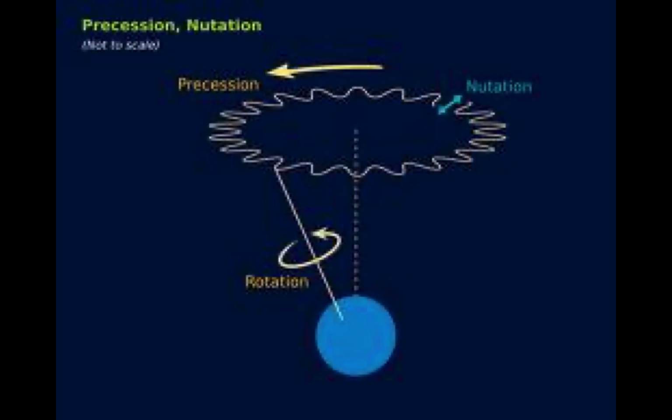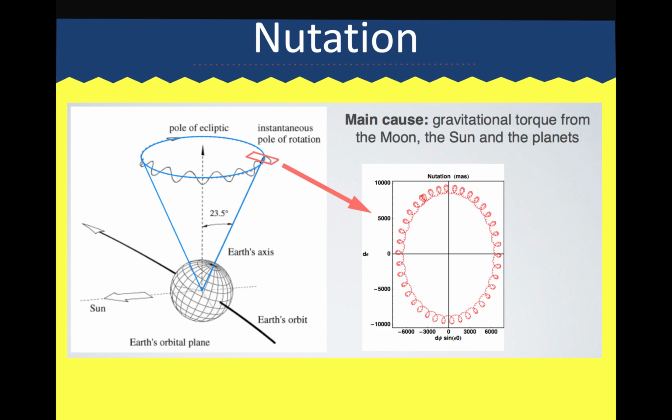And here we have a little diagram of the nutational movement, that back and forth movement of the tilt of Earth's axis. And here's another diagram illustrating this movement. This is one that's easier to observe because it only takes 18 years for this cycle to happen.